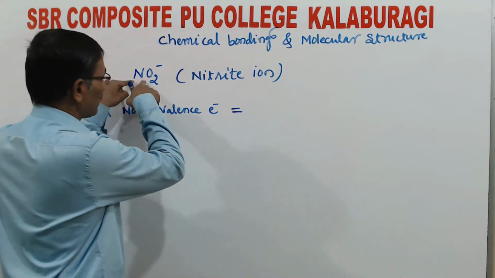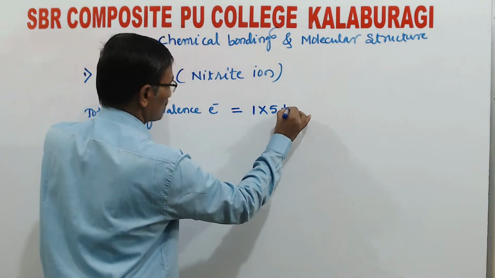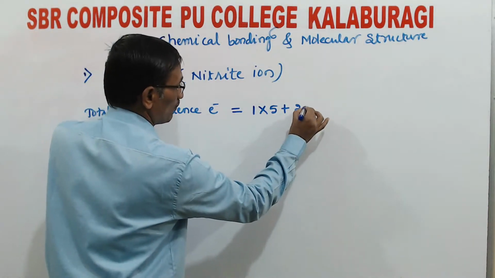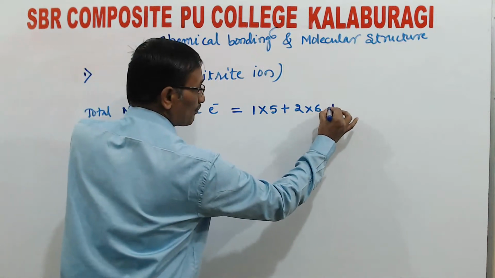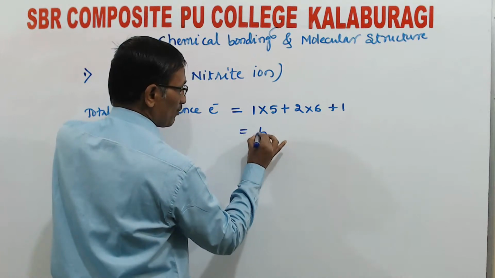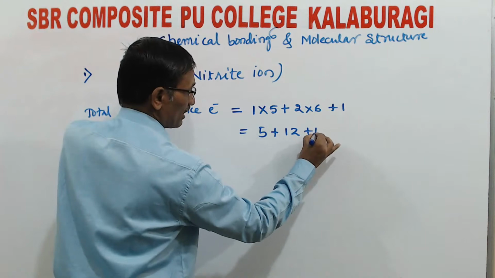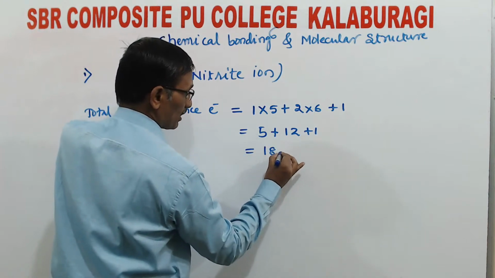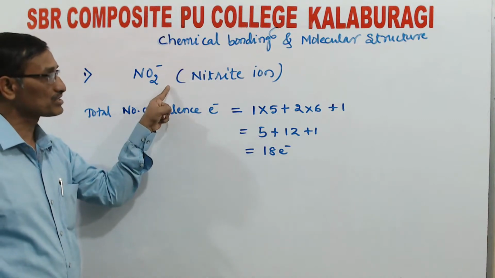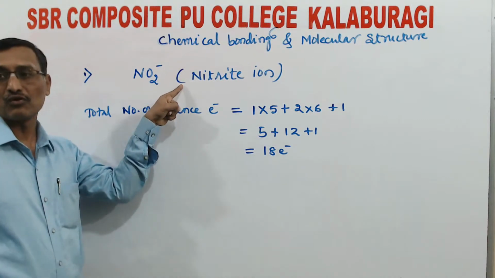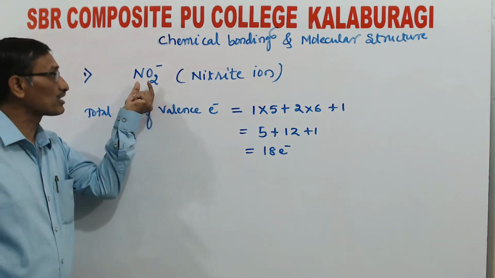For the nitrogen atom, one nitrogen atom, 1 into 5 plus 2 into 6. Now it is gaining an electron, therefore add plus 1. This is 5 plus 12 plus 1. If you are adding, the total number of valence shell electrons is 18 for this nitrite ion. That one you have to remember. So after knowing the first step, we go for the next one.